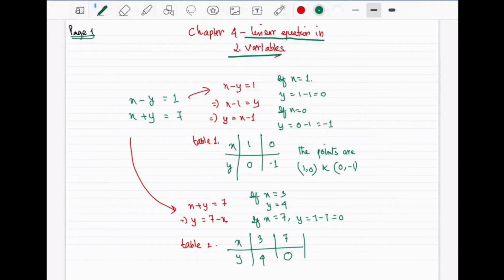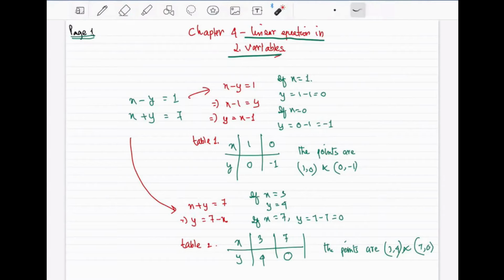Okay, now we have also got 2 points here. The 2 points are (3, 4) and (7, 0). So the points are (3, 4). This is one coordinate. What is the other? The other is (7, 0). Now we don't need the table anymore since we have already obtained the points.